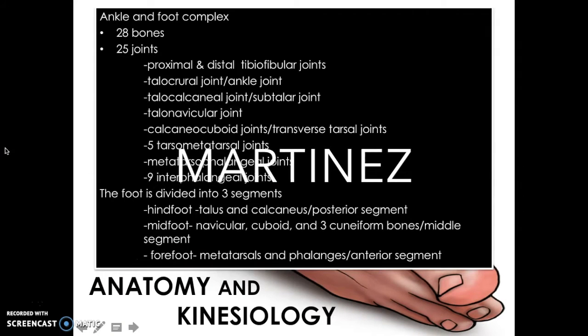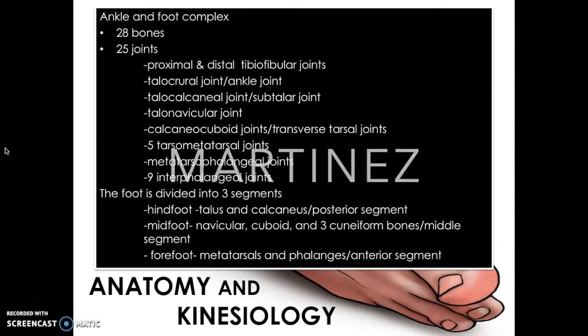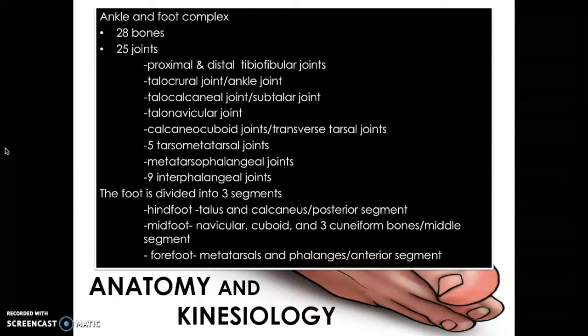Venus for anatomy and kinesiology. So the ankle and foot complex has 28 bones and it forms 25 joints. So that would be your talocrural joint, talocalcaneal, talonavicular, and calcaneocuboid joints or the transverse tarsal. Tapos yung tarsometatarsal, metatarsophalangeal, and interphalangeal joints.